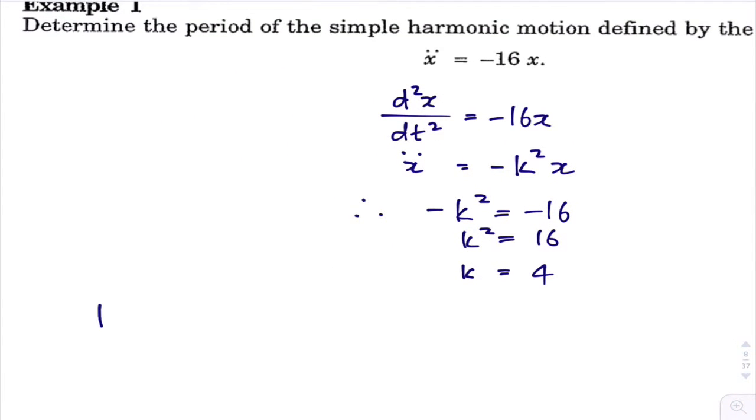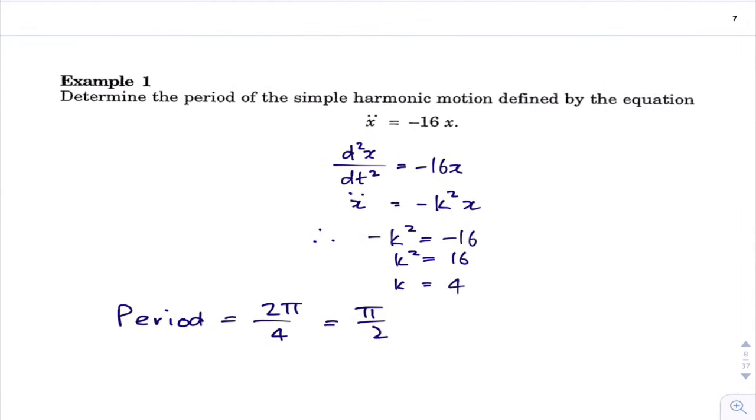So the period of the motion is 2 pi over k. So the period of the motion here is pi over 2, and normally we'd be talking about seconds here, so pi over 2 seconds would be the period of the motion.